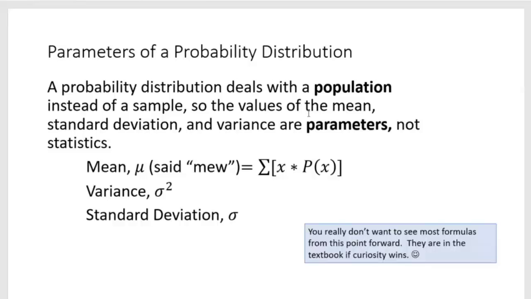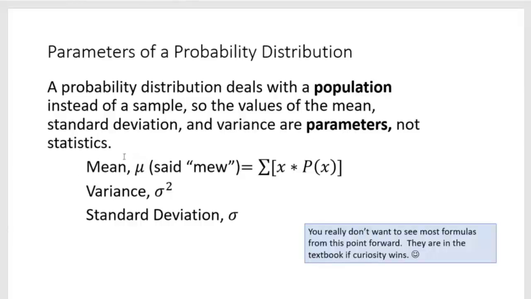A probability distribution, though, deals with a population instead of a sample. So we're looking at all of the possible outcomes. Now, when we say population, we're not looking at people necessarily. But because we look at all of the possible outcomes, it's a population. So when we deal with mean and standard deviation and variance, we're dealing with parameters because they come from the population. And so instead of using the same symbols, we have different symbols that go along with that.